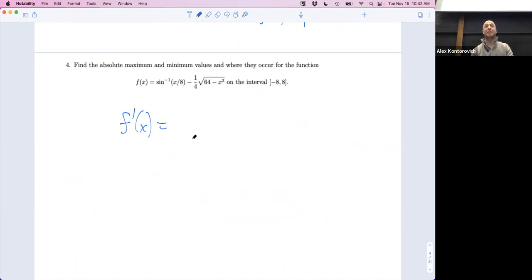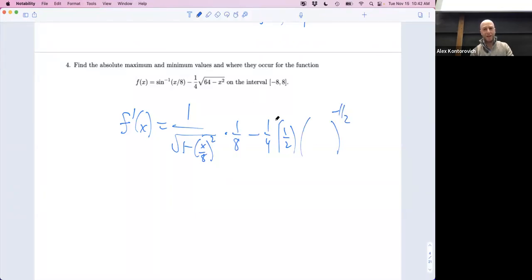Derivative of arc sine, anybody? 1 over square root of 1 minus x squared. 1 minus something squared, and that something is x over 8. X over 8, I need a chain rule. 1/8. Okay. Minus a quarter times the square root. That's a 1/2 times this thing to the -1/2. The thing is 64 minus x squared, chain rule, minus 2x.